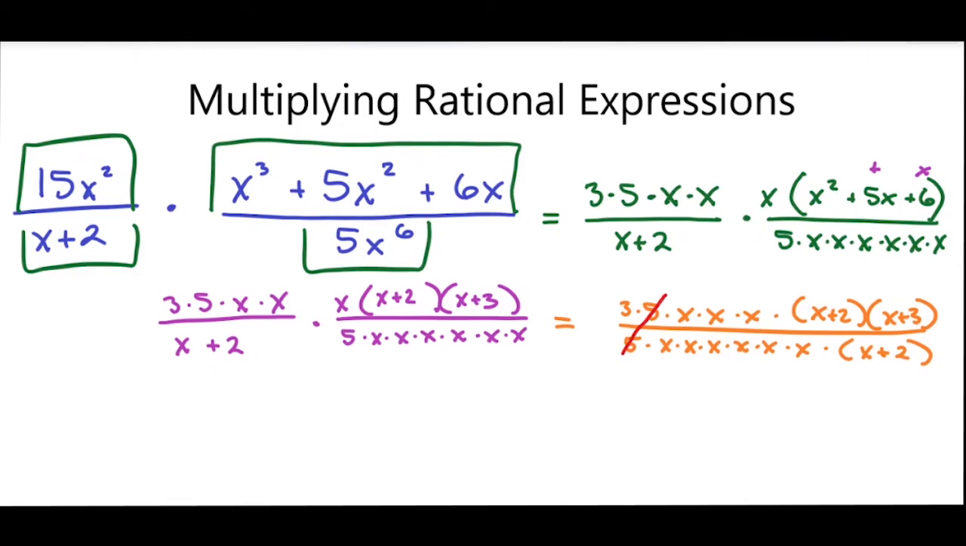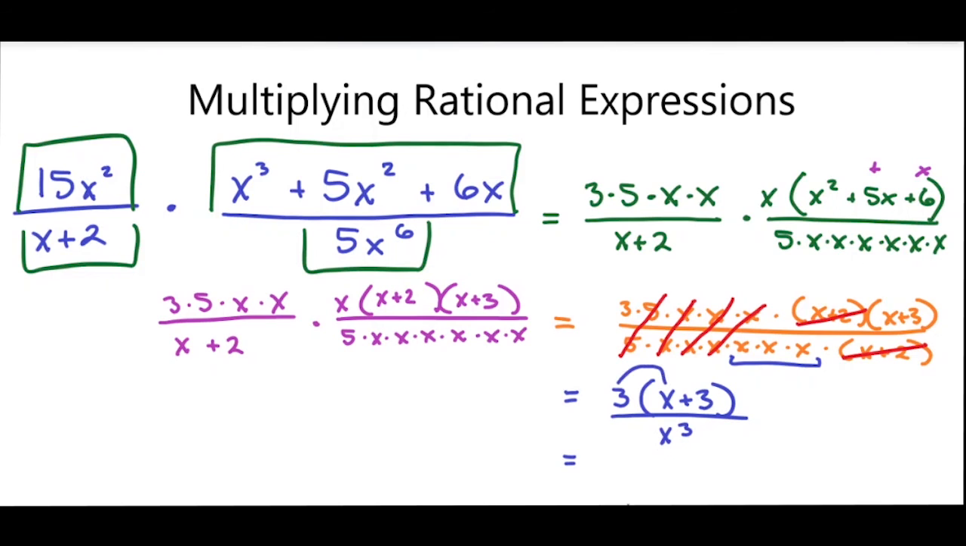Now you'll notice there's a 5 over a 5 here. We can cancel that, and we can cancel that x and that x and that x. Also notice there's an x plus 2 over x plus 2, so that all cancels. And now what we're left with is 3 times x plus 3 over, we have these 3 x's here, so that's x to the third power.